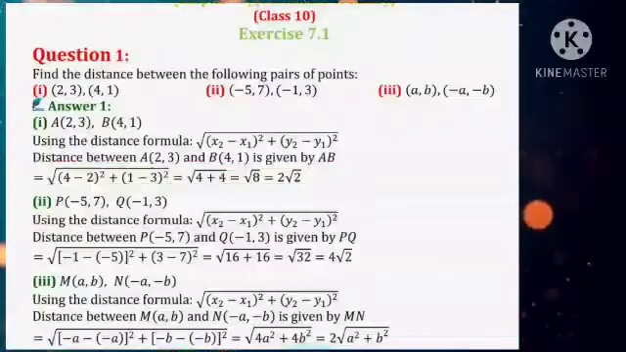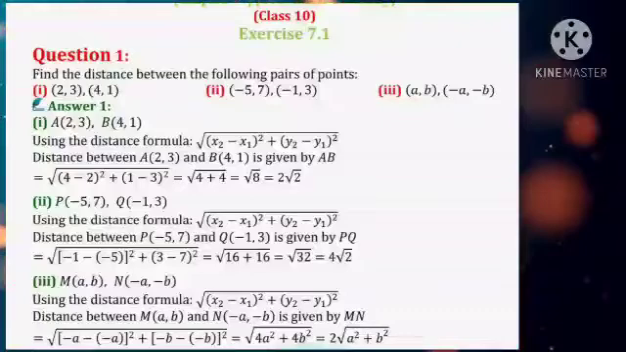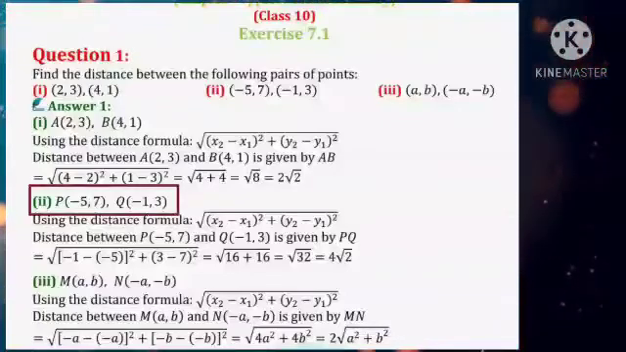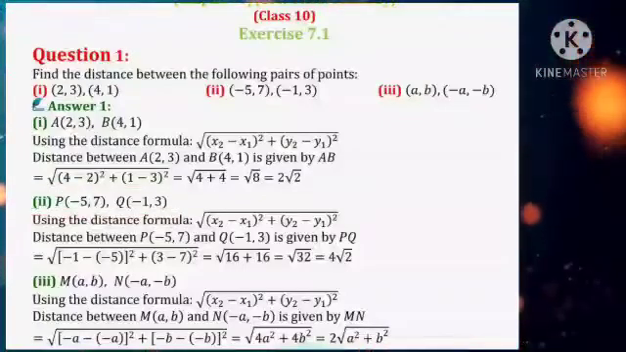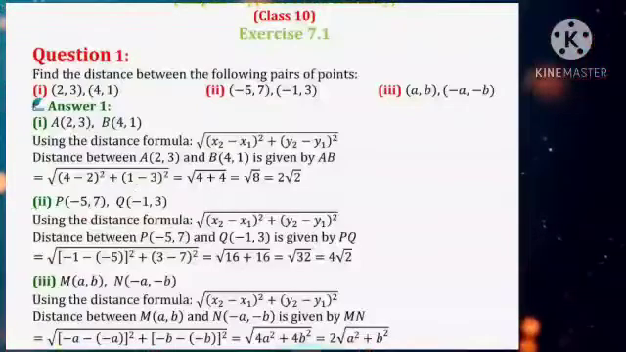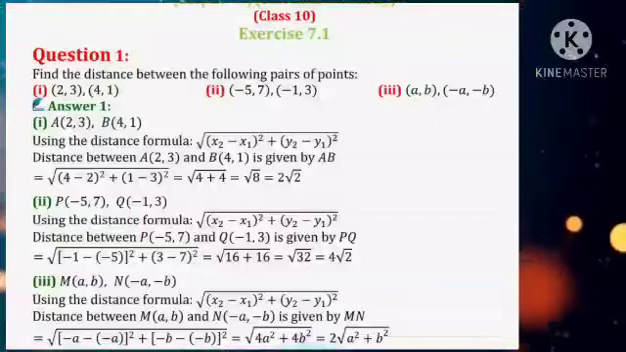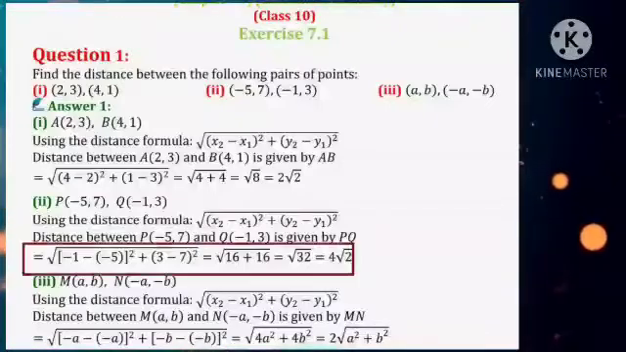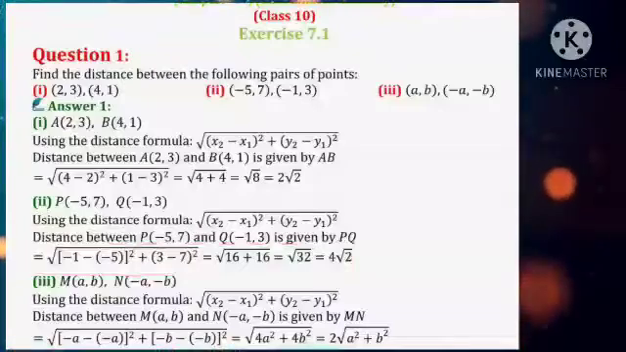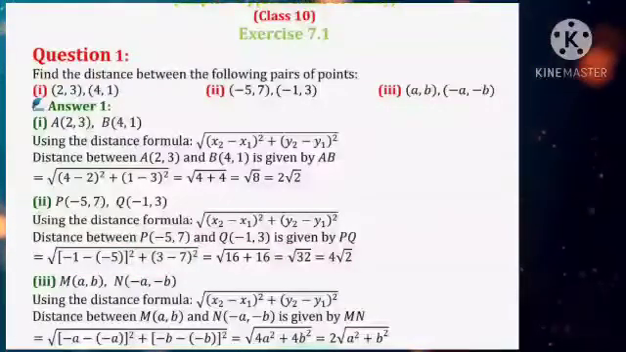Similarly, in the next question, again we have 2 points whose coordinates are minus 5 and 7, and minus 1 and 3. So we can say that the value of x1 is minus 5 and the value of y1 is 7. And similarly, the value of x2 is minus 1 and the value of y2 is 3. Again, by using distance formula and on putting the respective values, we get root 32 as the distance, and it can be written as 4 root 2 units. So the distance between these 2 points is 4 root 2 units.